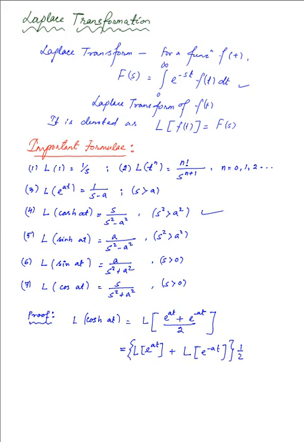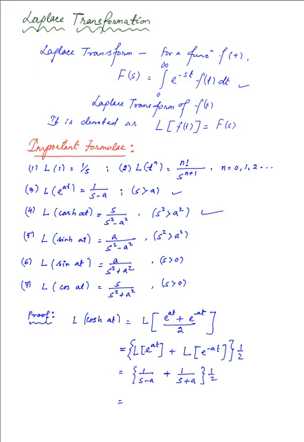Now if we use this formula over here, the Laplace transform of e raised to the power at is going to give me 1 over s minus a for the first one, while for the second one, because we already have minus a over there, this will be 1 over s minus of minus a, which leaves me with s plus a, all of that multiplied with half.